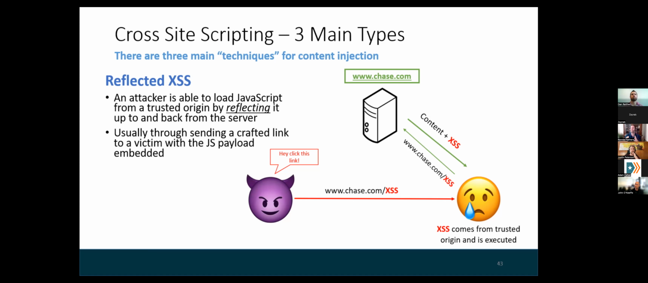So servers do this all the time. They will actually reflect or echo things back to you. And if they don't take proper precautions, if you can reflect malicious JavaScript back to the user, you could potentially have a cross-site scripting vulnerability.